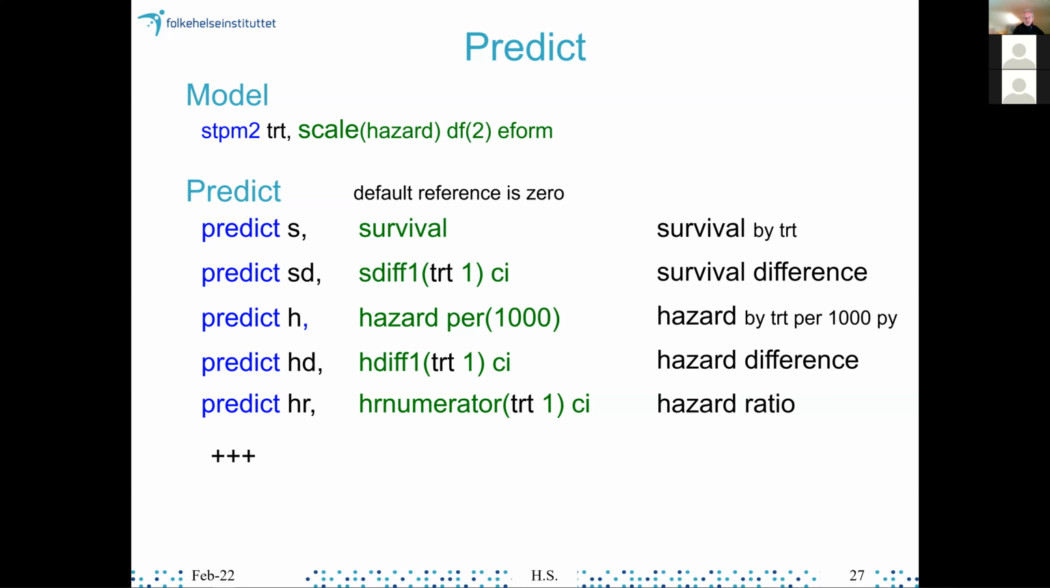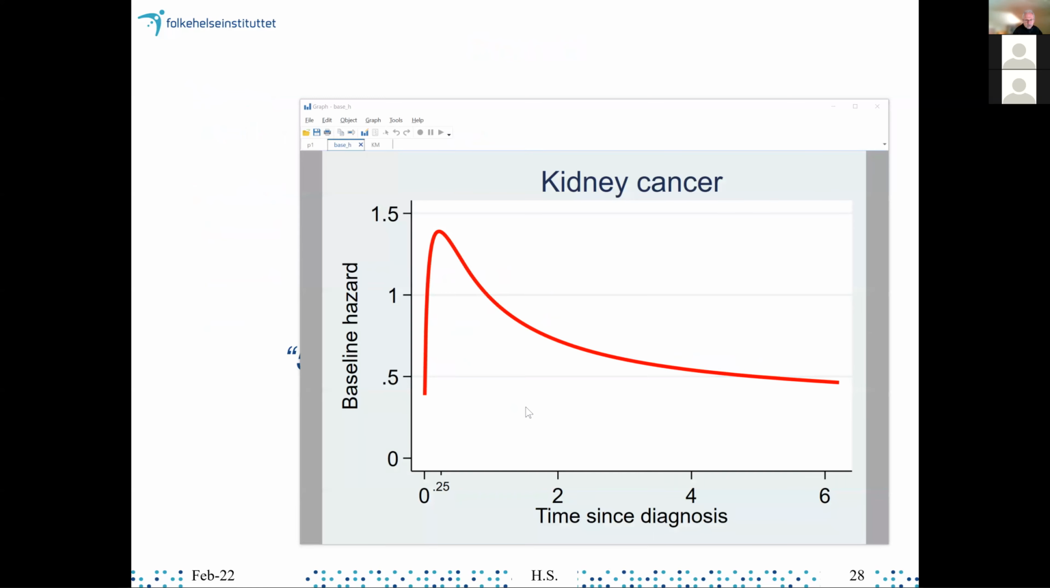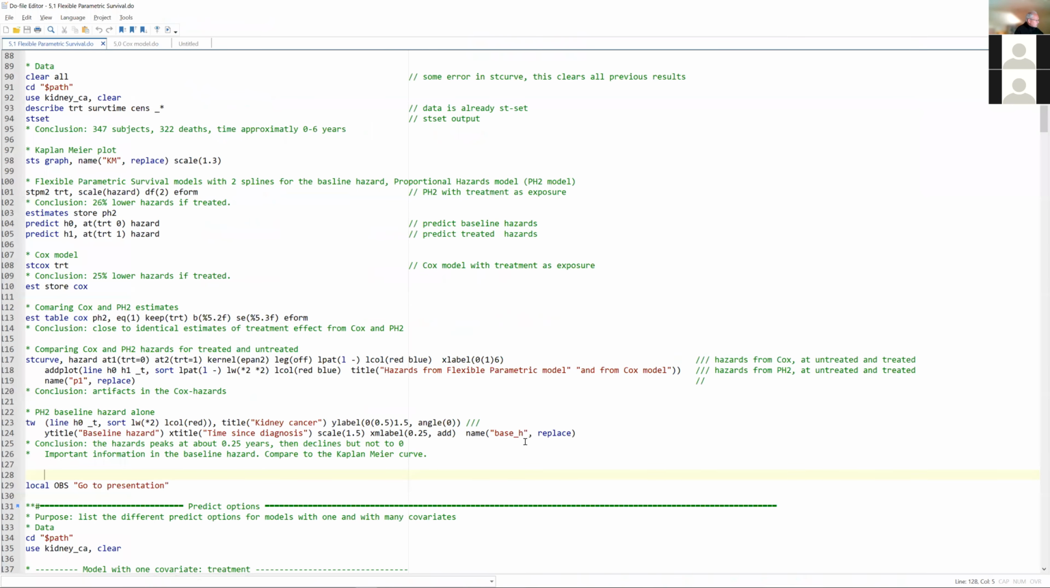And then there is actually a lot more. So the prediction options are really quite strong for these models, which is why I like them so much. Yes, you were thinking about multi-state models? Exactly. Well, let's try out some of these predictions in practice.